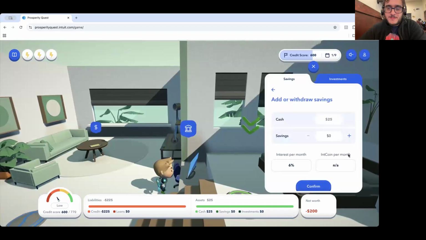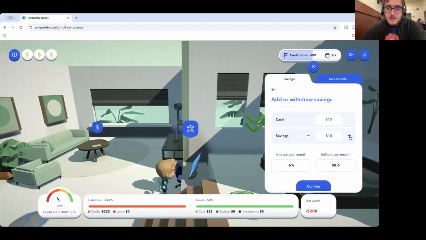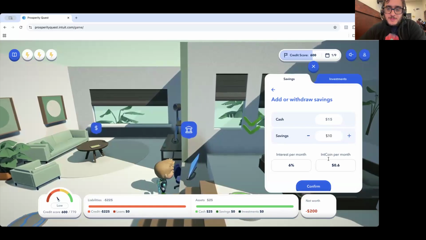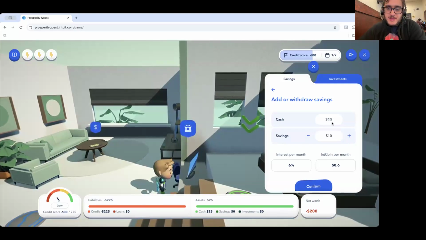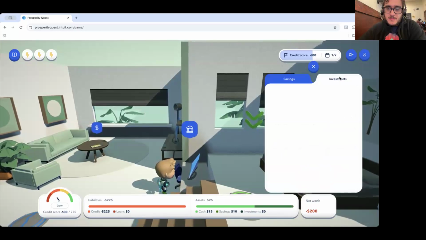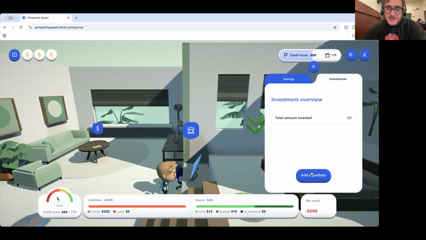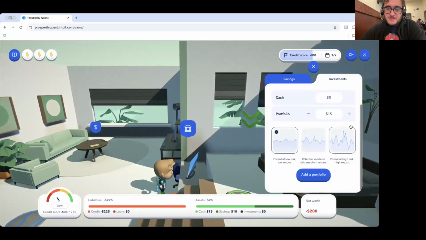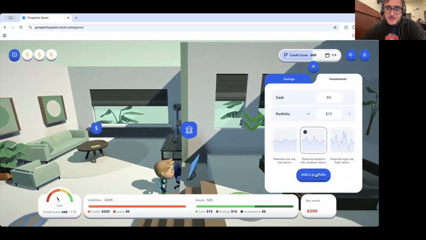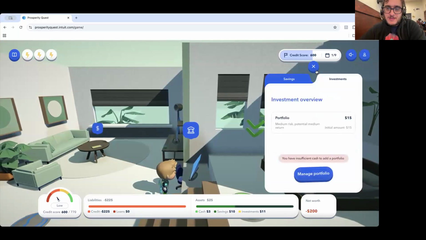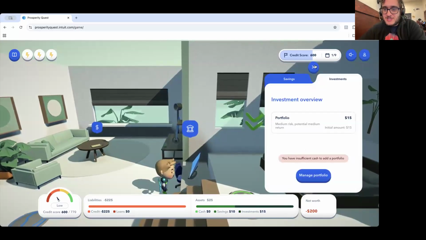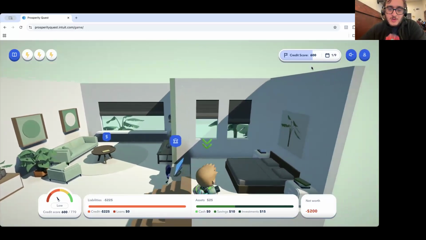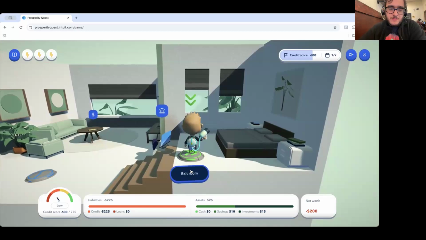Manage savings. If you want to do the 50-30-20 rule, do about $10 in here for my savings. I don't have much in terms of money for investments yet, so let's just do 10, and I'm going to do medium risk, 15, and I'm going to do medium risk. You have insufficient cash, so it tells me I don't have enough money, so I can't do that right now. Let's go here, back, exit room.